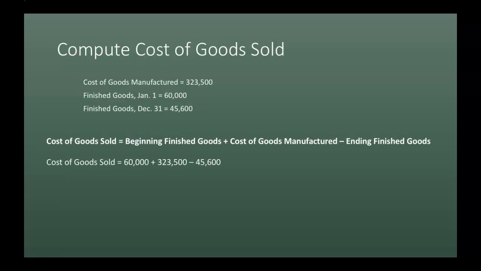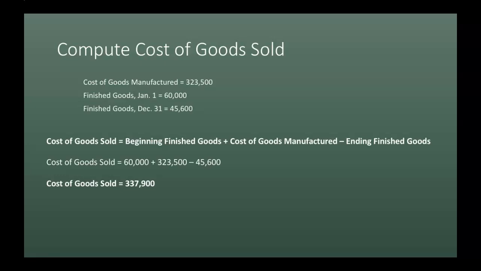So we plug in our numbers. 60,000 plus 323,500 minus 45,600, and you'll find that your cost of goods sold is 337,900. Right? So that's a little bit simpler than finding your cost of goods manufactured, but it's important that you found that cost of goods manufactured to be able to figure out your cost of goods sold in this next part.